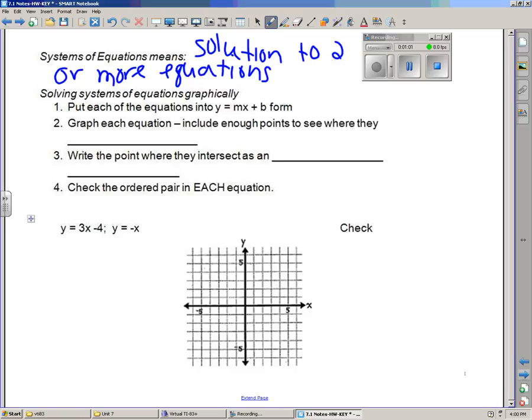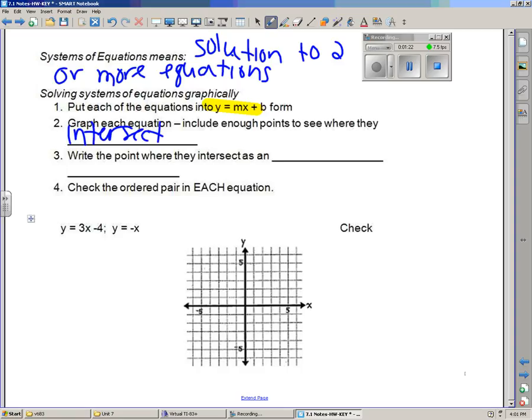that you can do. So when you solve systems of equations graphically, you need to make sure that both of your equations are in y equals mx plus b form. So we're dealing with lines for today. So make sure that you are in y equals mx plus b. Make sure that you graph each equation. You want to include enough points to see where those equations intersect.